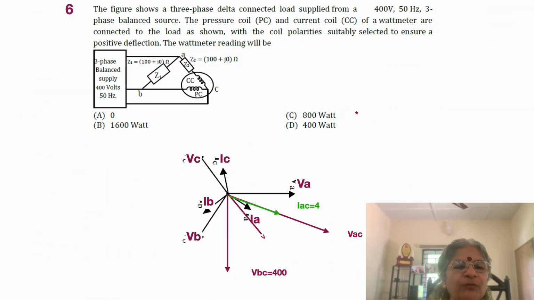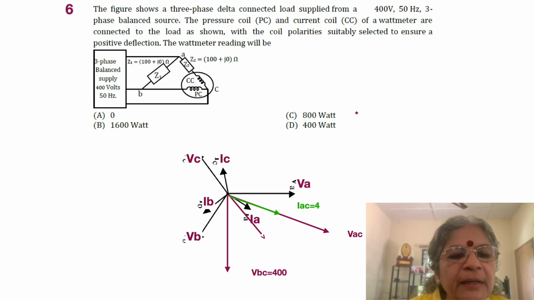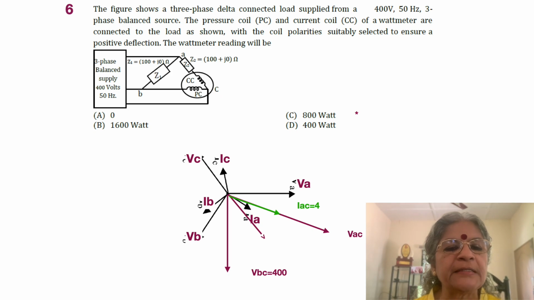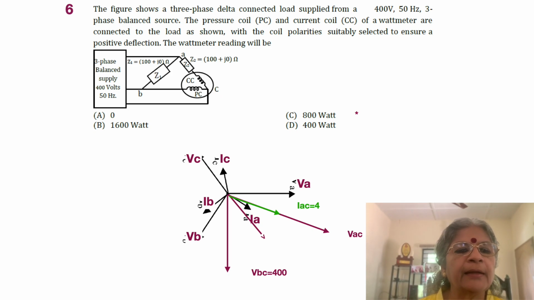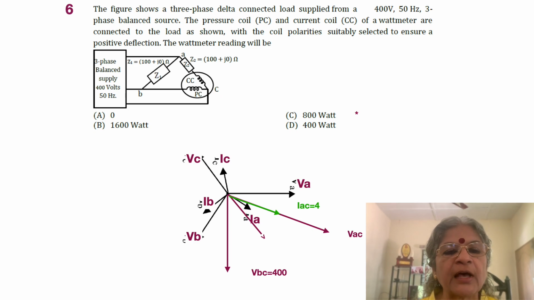Okay, moving on to another question, where we have a three phase balanced supply, 400 volt 50 hertz. That's the supply part, but the load looks a little complex because we have Z1 and Z2, two impedances, and no impedance between B and C, but there is a current coil CC in AC, and there is a potential coil PC between C and B. Z1 is said to be equal to 100 plus J0, so it's pure resistance. Z2 is also 100 plus J0, so it's all pure resistance. So let's see what is asked of us.